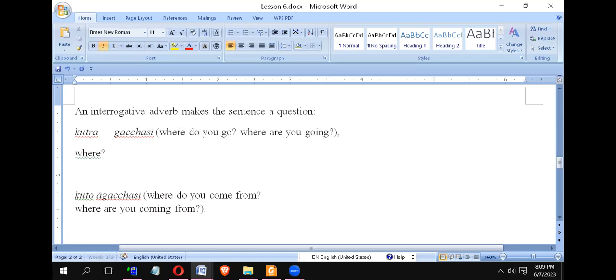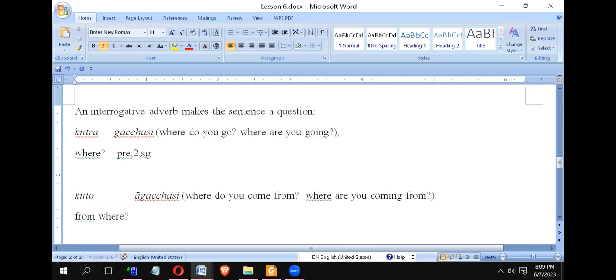And gacchasi. Si is second person singular. So it's present tense, second person singular. So where do you go? And kuto is also from where? Just put a question mark, from where? And then agacchasi. Agacchasi from agacchati is come. Who come? So present tense, second person singular.